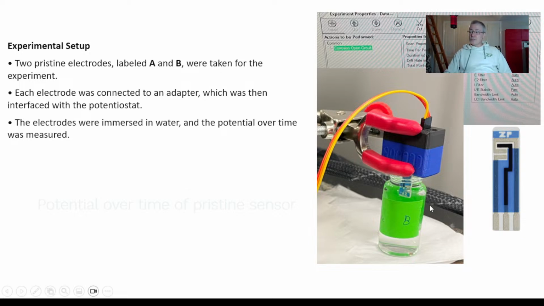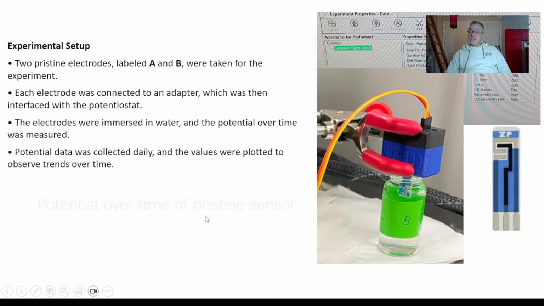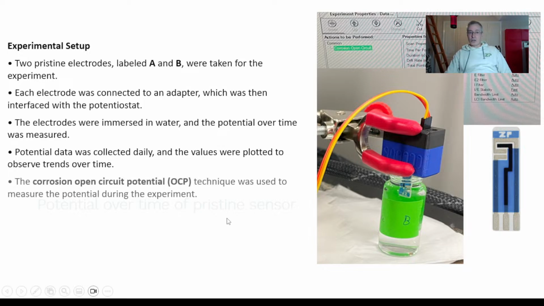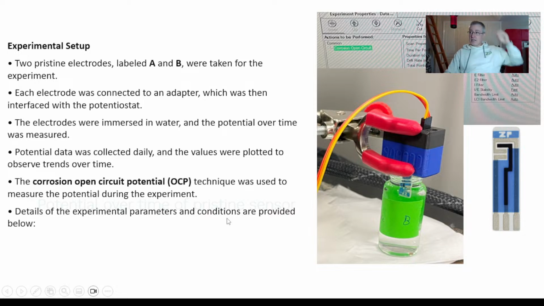And they've been immersing our ZP screen printed electrode in solution, and they've been collecting OCP, open circuit potentiometry, over several days. They'll give me the details, and I will comment upon that.